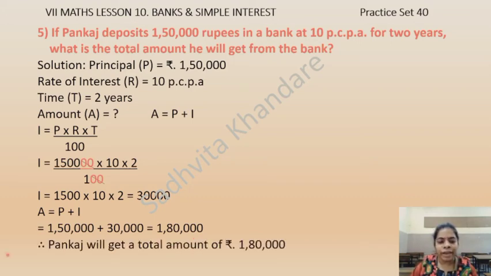Therefore, Pankaj will get a total amount of rupees 1,80,000. So this question and this practice set is also over, children. Isn't it easy? We just have to use two formulas. This is one formula of interest and this is another formula of amount. Now, let us move to the next practice set 41.